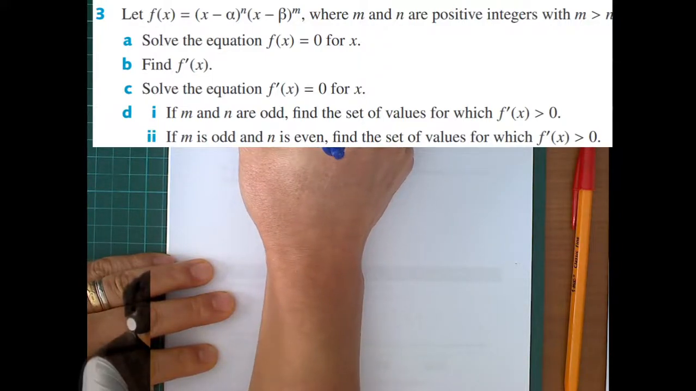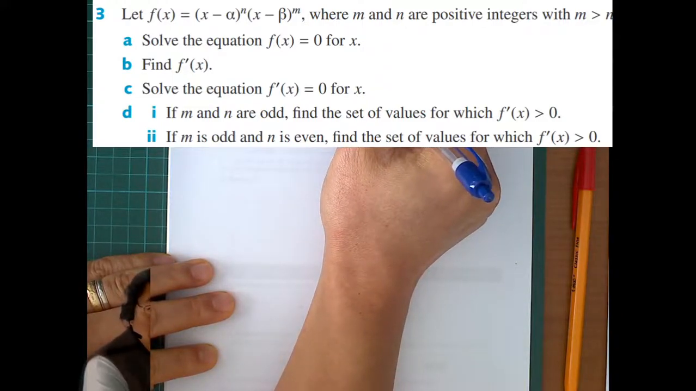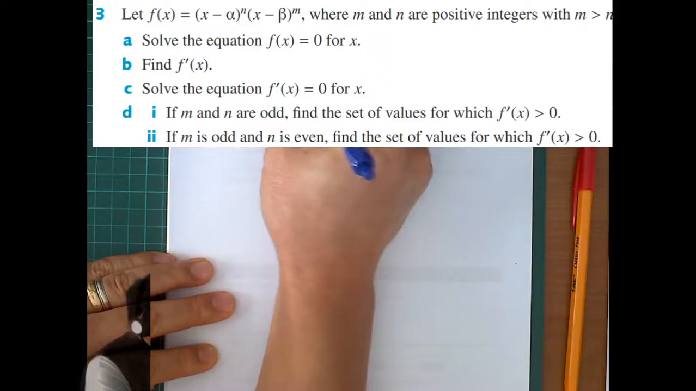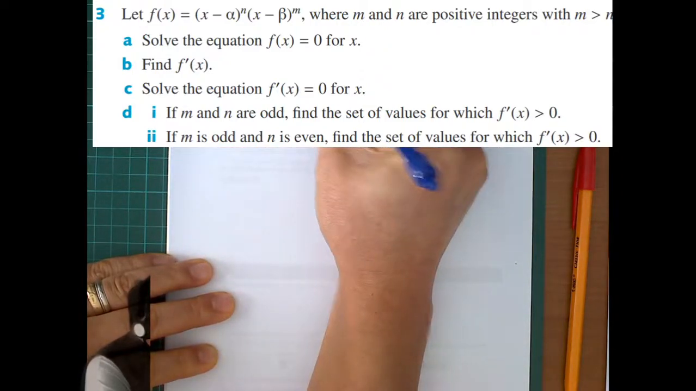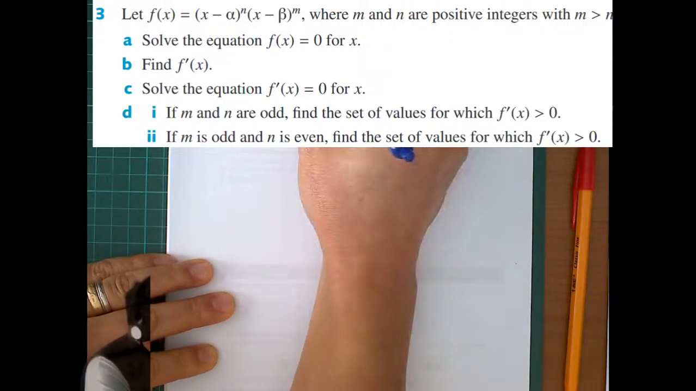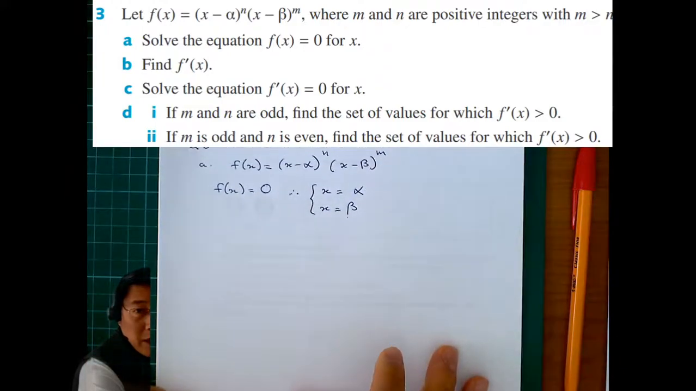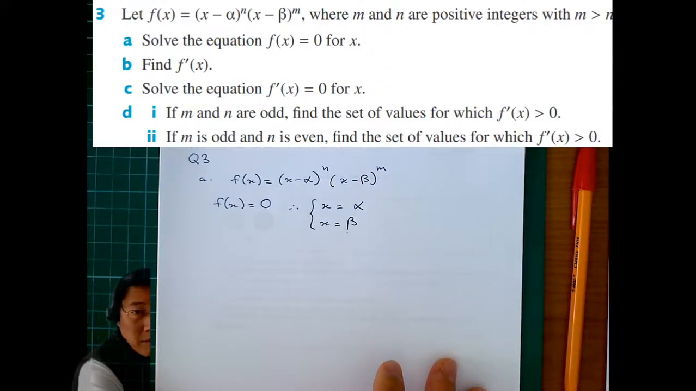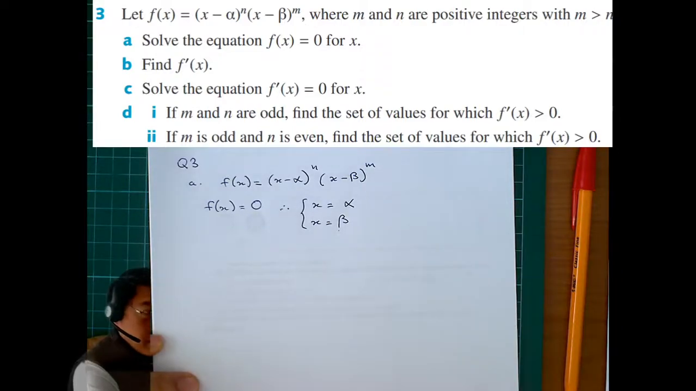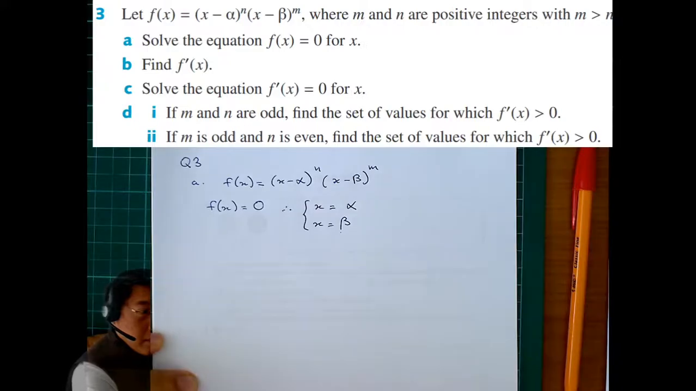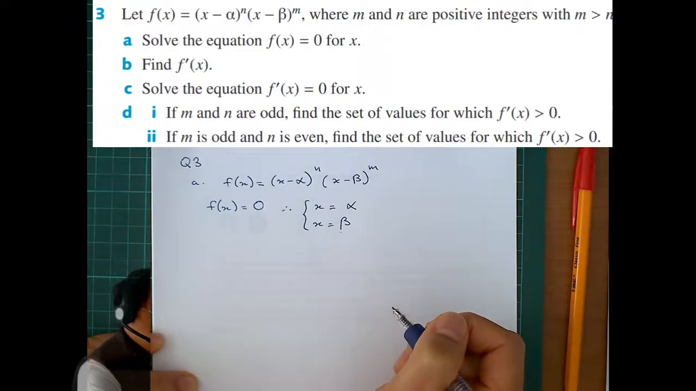Okay, so for part A, when you have f of x equals 0, you look at, you have two repeated factors, x equals alpha and x equals beta. Okay, so like that. I don't know where you get A and B from. Is that your alpha beta?